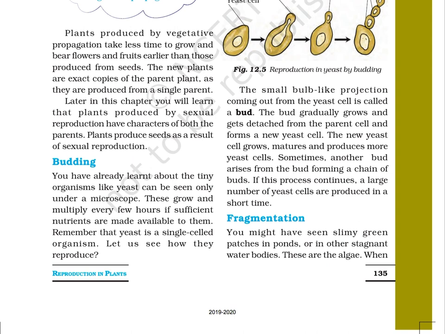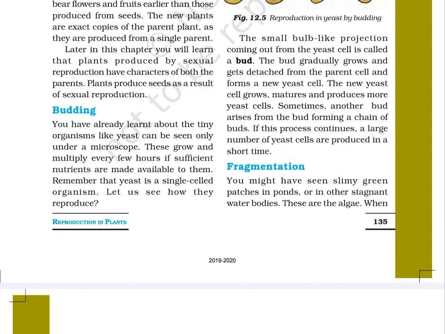Budding. You have already learned that tiny organisms like yeast can be seen only under a microscope. These grow and multiply every few hours if sufficient nutrients are made available to them. Remember that yeast is a single-celled organism. Let us learn how they reproduce.